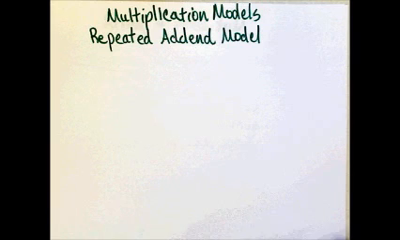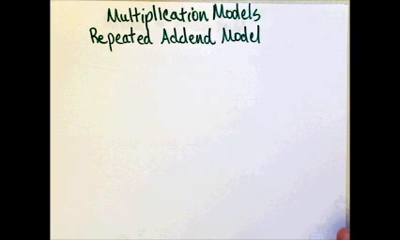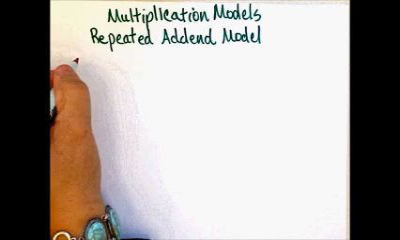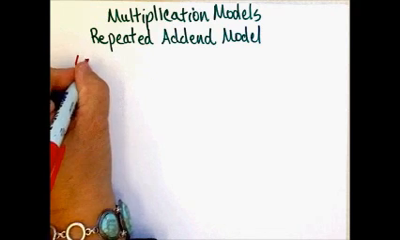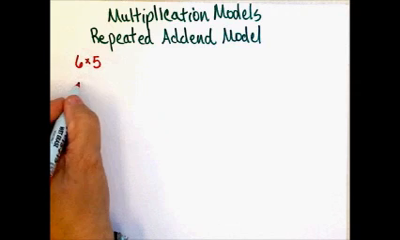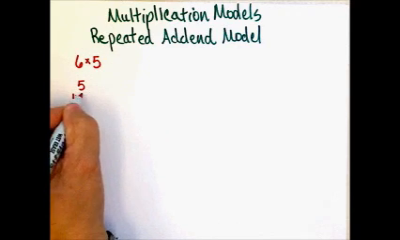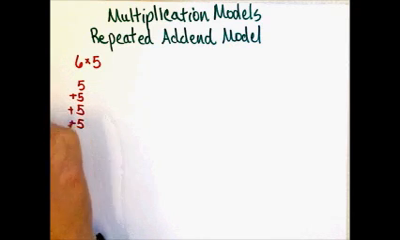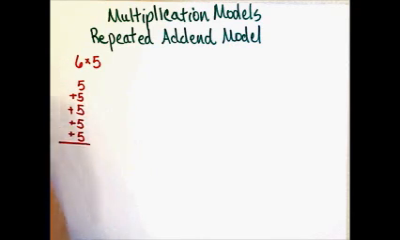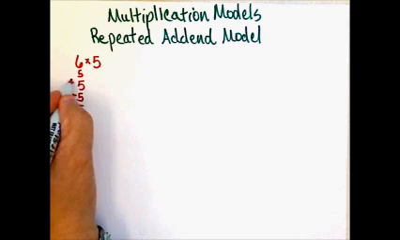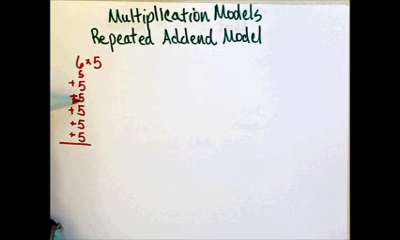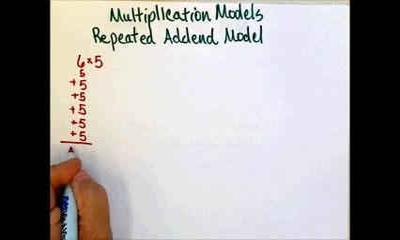I can't tell you how astonished I was when I first began teaching to see that a student might look at 6 times 5 as 5 plus 5 plus 5 plus 5 plus 5 plus 5. Then I could go 5, 10, 15, 20, 25, 30.